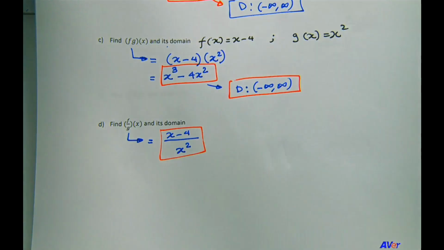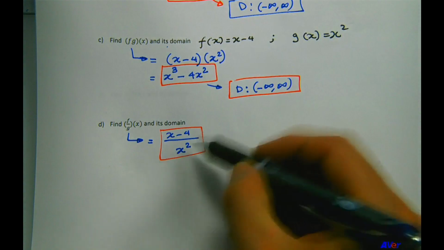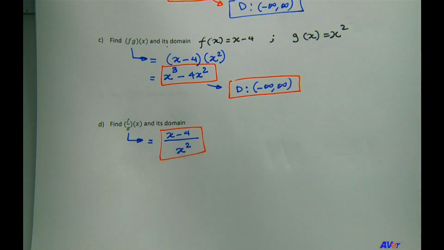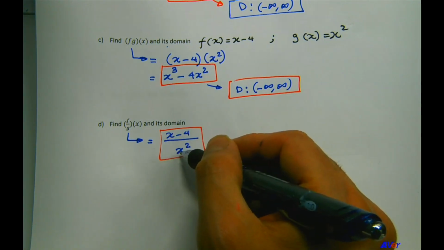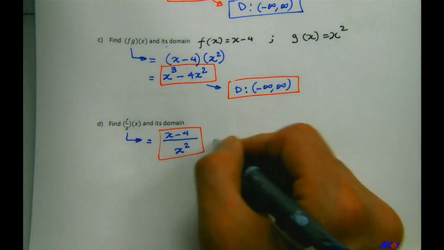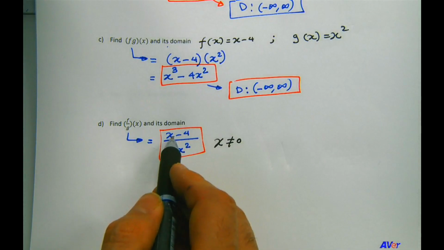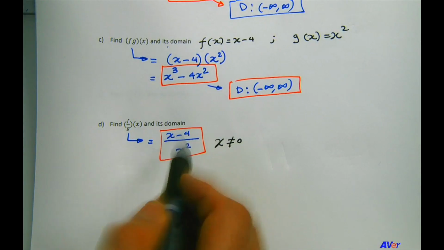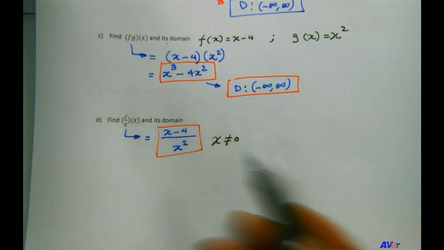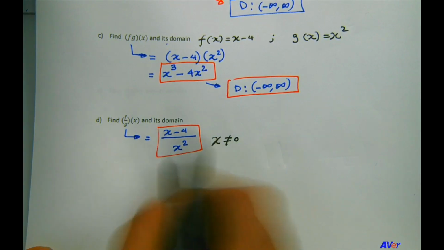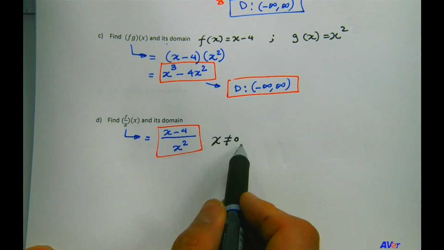But is there a restriction on the domain or on x for this combined function? Absolutely there is, right? The x in the denominator cannot be equal to 0. So x cannot be equal to 0. The numerator is okay. X in the numerator can be 0, but not in the denominator. So as a whole, x cannot be 0. So then what is the domain of the combined function if we take out the 0?